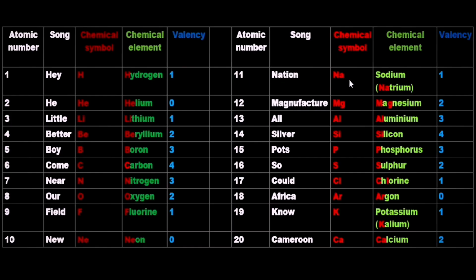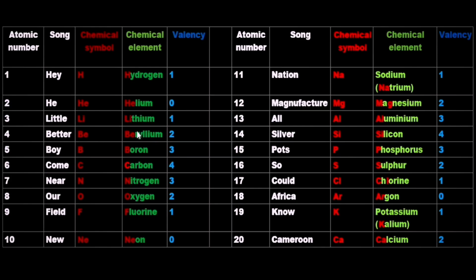nation, Na, manufacture, Mg, all, Al, silver, Si, pot, P, so, S, could, Cl, Africa, Ar, no, K, and Cameroon, Ca. So it means that after singing the song, you should be able to identify the letters that are used to represent the chemical symbols of elements.